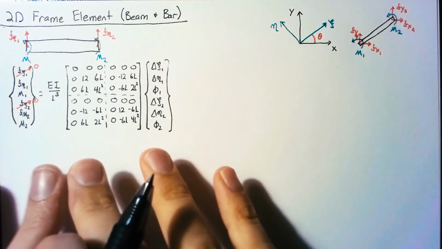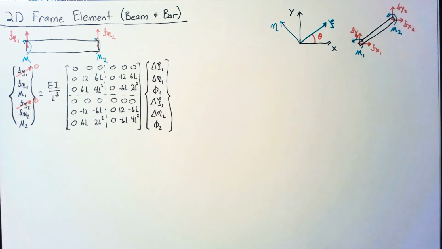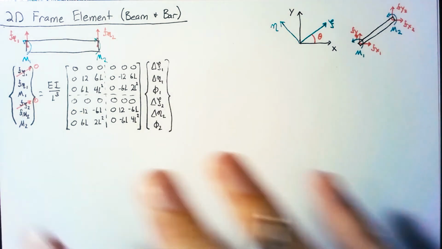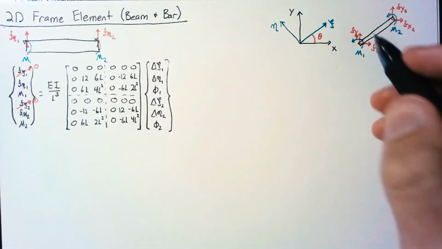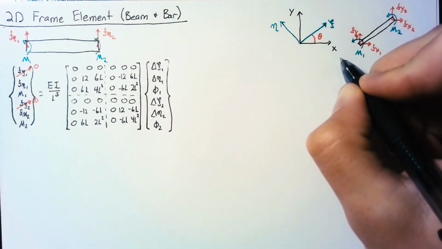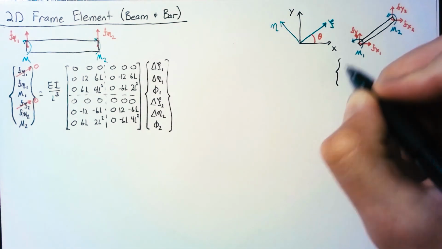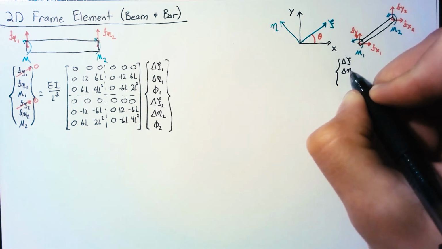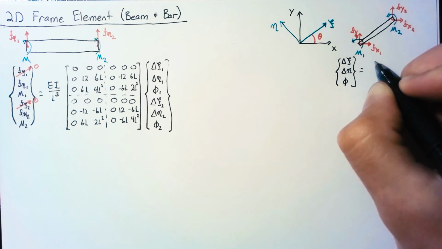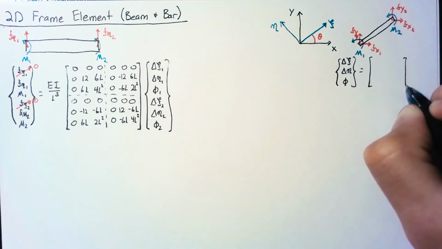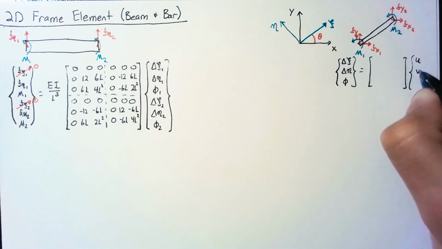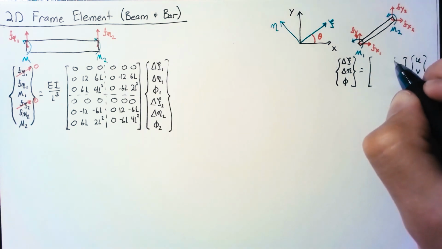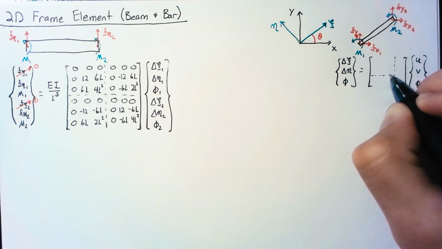Now, as before, our goal here is to transform this from the local reference frame to the global reference frame. And so we're going to be using some of the same tools that we did before, where we want to be able to write the local displacements, the delta Xi, delta eta, and phi, in terms of the global displacements, u, v, and phi.